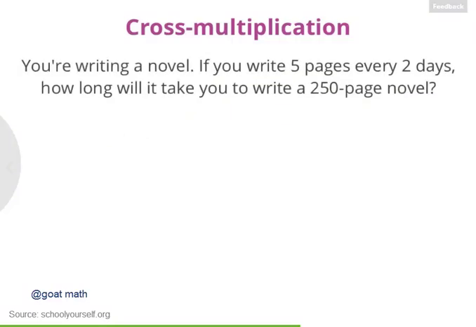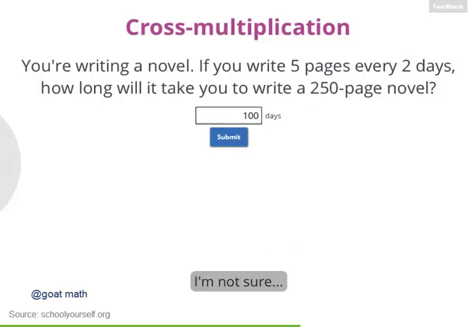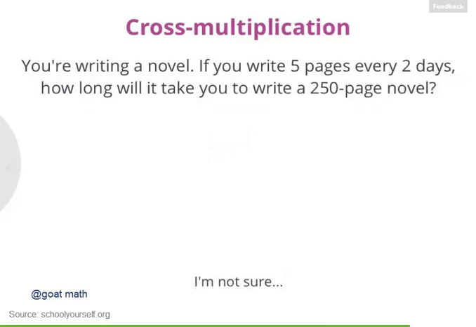Here's an example. You're writing a novel. If you write 5 pages every 2 days, how long will it take you to write a 250-page novel? If you get stuck, click down here. Excellent work! There are a few different ways you could have solved this. Let's look at one of those ways.